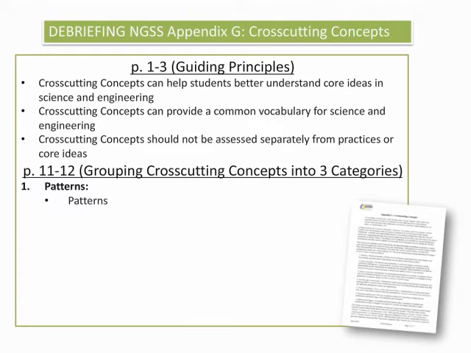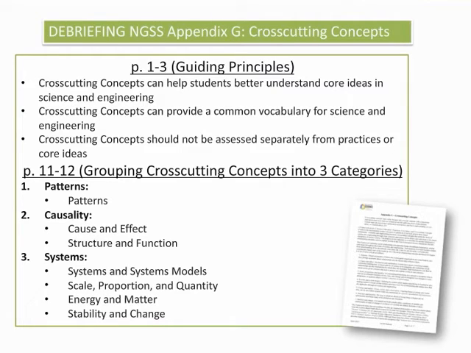So category 1 is patterns, and the cross-cutting concept in that would be patterns. The second category is causality, where they put cause and effect and structure and function. And the idea here is that structure and function is really just kind of a subset of cause and effect. It's the idea that a structure causes or creates a certain function. So it's basically like cause and effect.